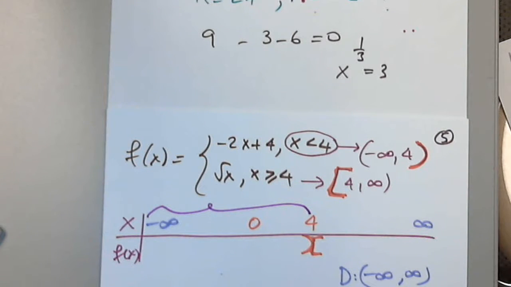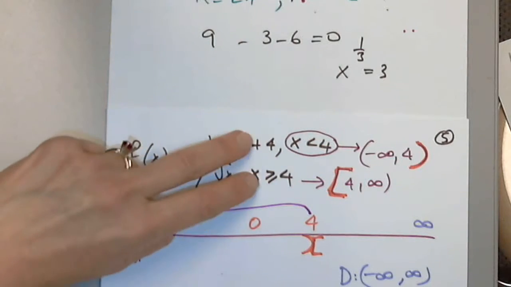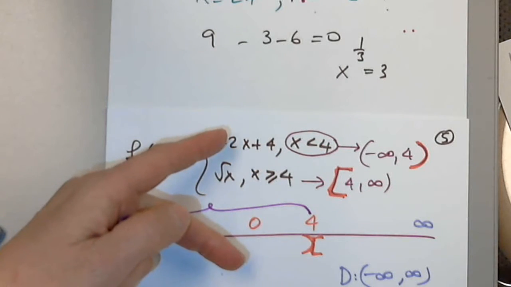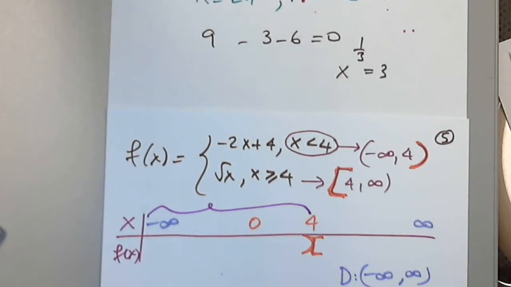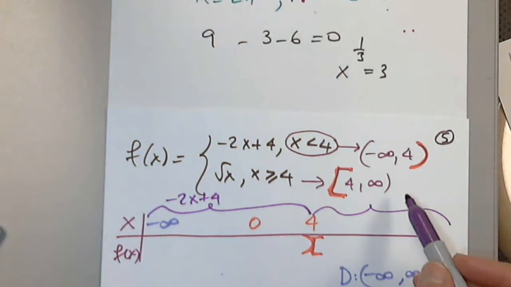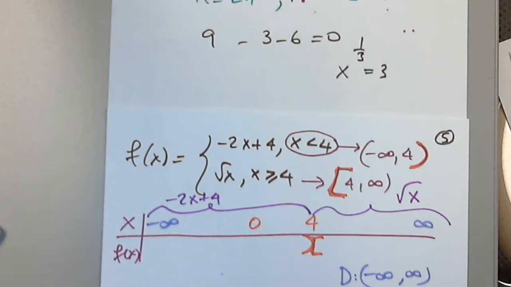What function do I use for this piece? Remember, they may not be in that correct order. They may be in a different order, so be very careful. So which function do I use for negative infinity to 4? Negative 2x plus 4. Yes. I know this is, again, an overkill, and it's very clear. I shouldn't even ask this question, which function I will have to use between 4 and infinity. The square root of x. Correct so far? Hi, Rex.